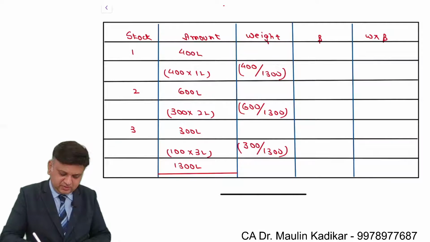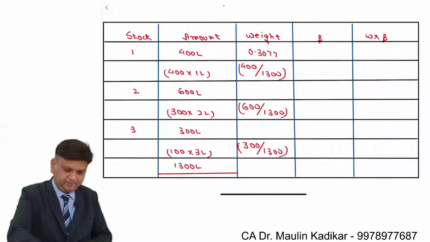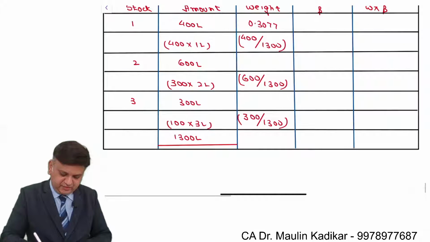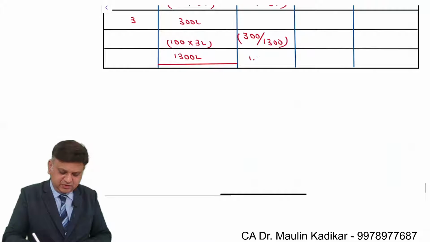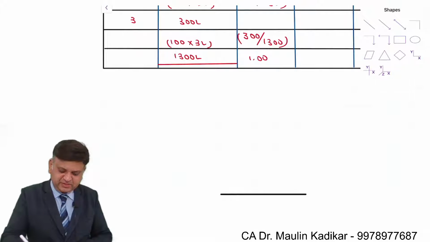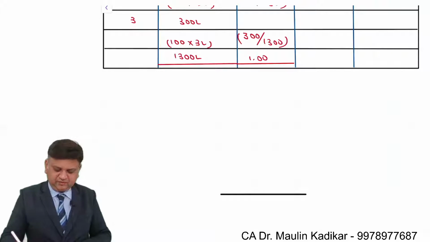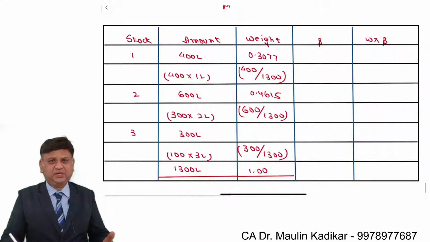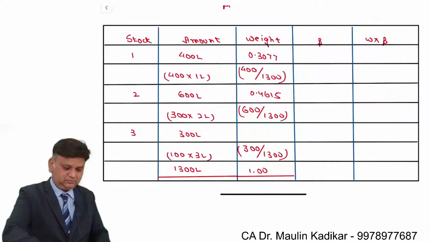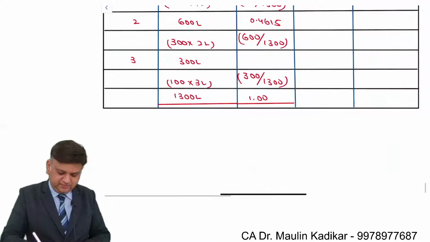So 0.3077, 4615. और फ्रेंड्स थोड़ा सा ध्यान रखेंगे लॉजिकली कि टोटल इन सब का हमेशा 1 होना चाहिए. जैसे हम लोग वेटेड एवरेज कॉस्ट ऑफ कैपिटल का कैलकुलेशन करते हैं बिल्कुल वैसा ही है. तो लास्ट का वेट है ना हमेशा बैलेंसिंग फिगर लेने का, दैट इज 0.2308.